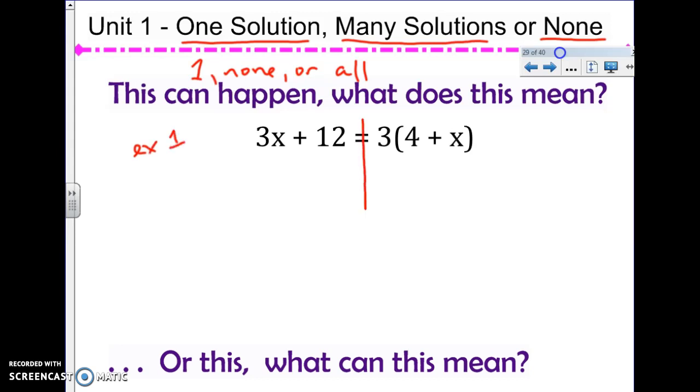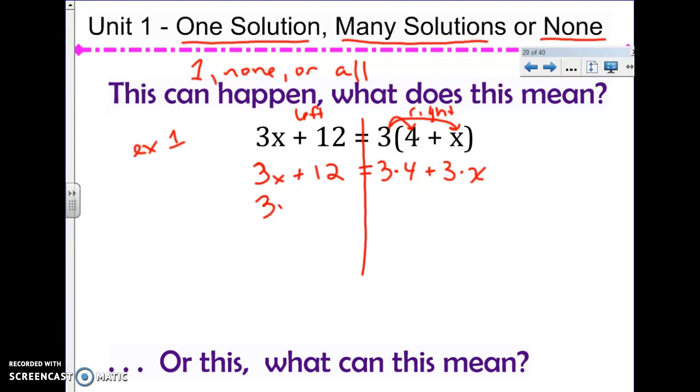And the first side, everything looks good. I have 3x plus 12. There's nothing else I can simplify before I can start doing anything. So that's my left side. We're good. My right side of the equation, I need to distribute first. So I'm going to do that and do that. So I get 3 times 4 plus 3 times x. On this side, I'm just going to bring this down. And, okay, so I'm going to bring down the 3x plus 12, because again, there's nothing for me to do. And over here, I have 12 plus 3x.